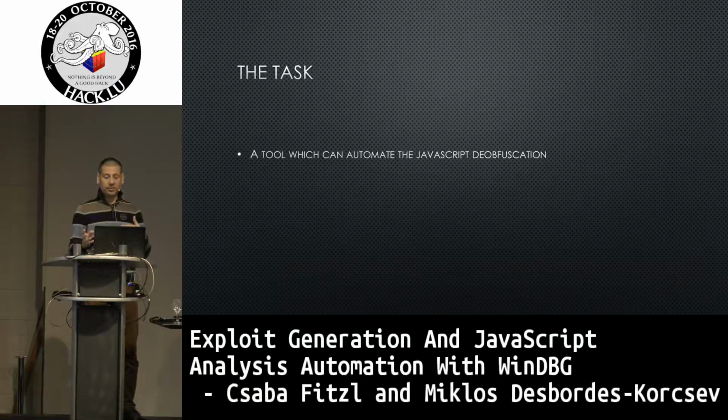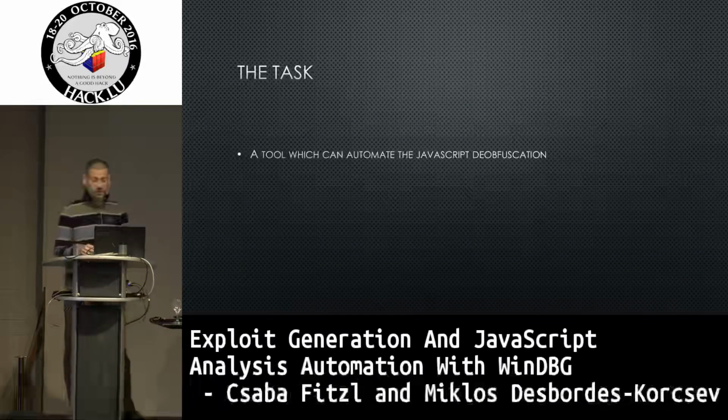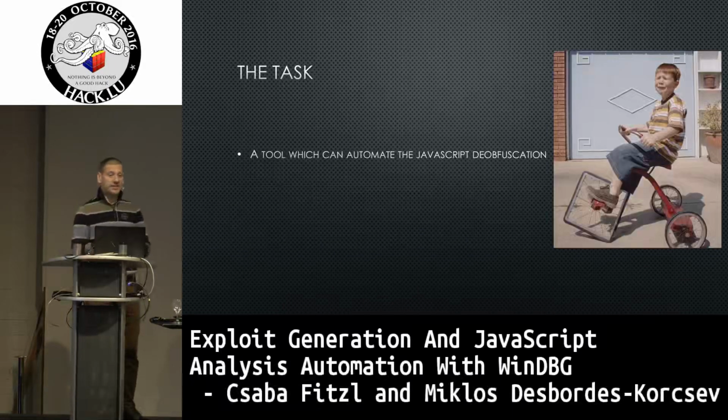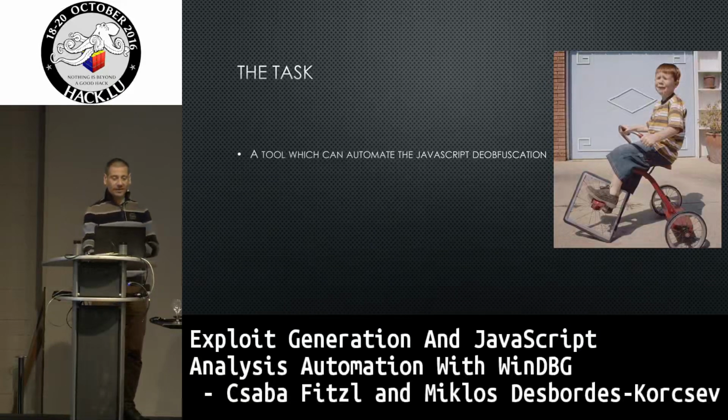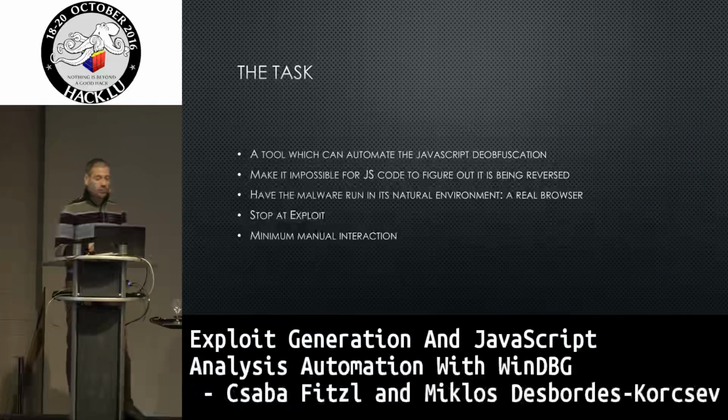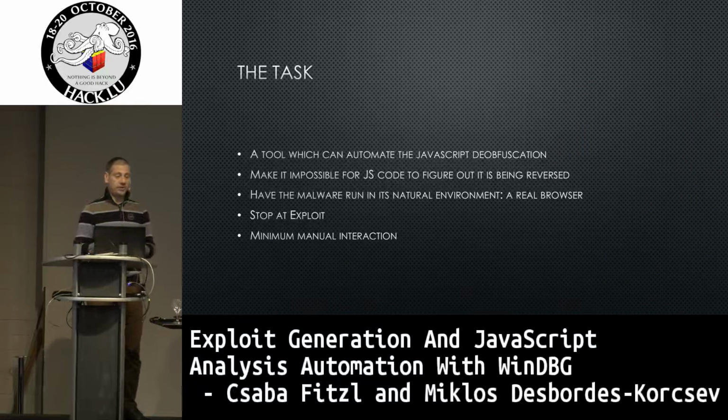But we wanted to come up with a simple yet effective solution that is solving the issue of reversing natively. So are we going to reinvent the wheel here? Well, maybe, but our wheel is going to be a bit different. So we want to make it impossible for the malicious JavaScript code to ever figure out that it's being debugged or reversed.